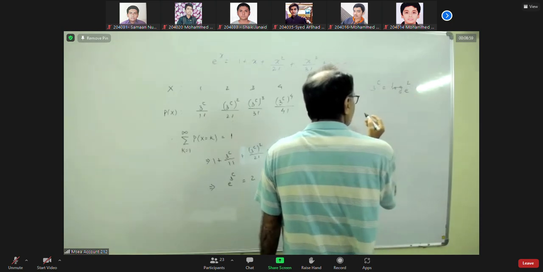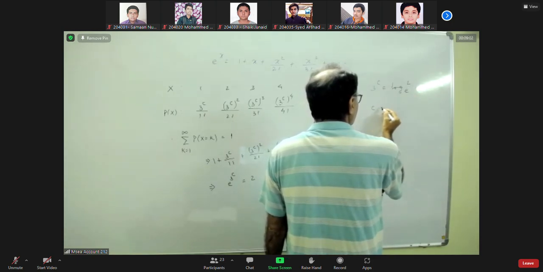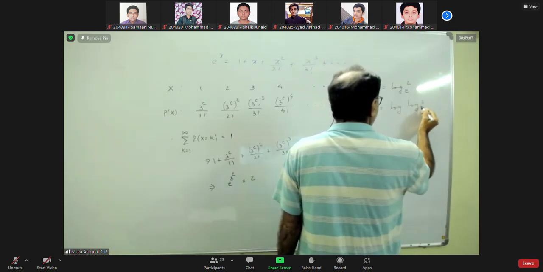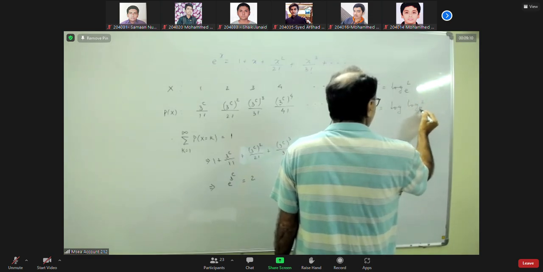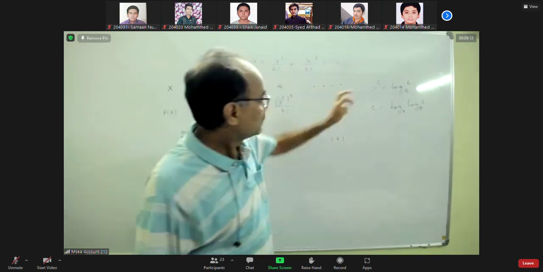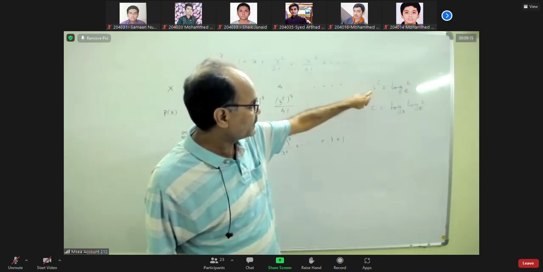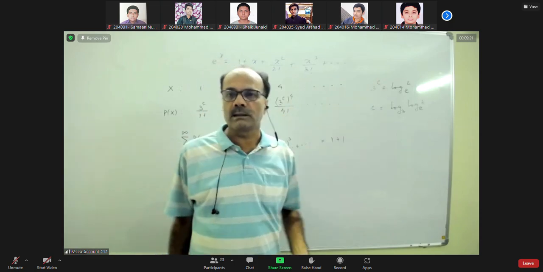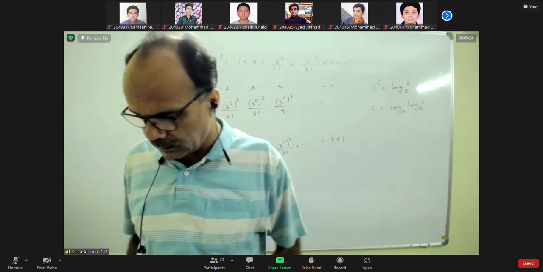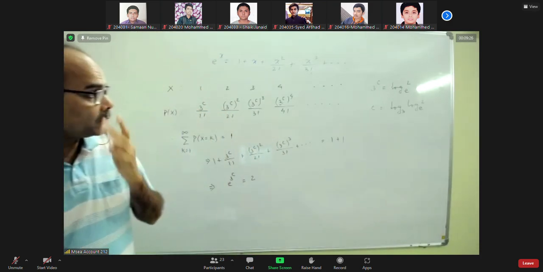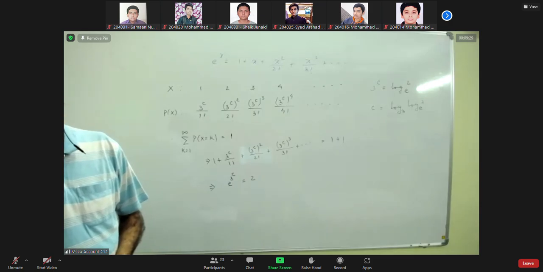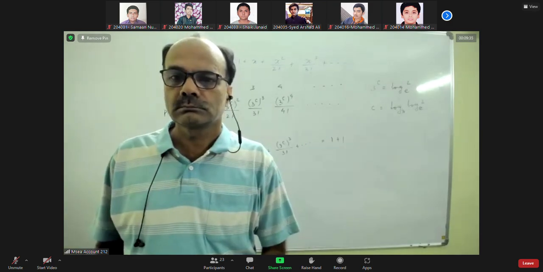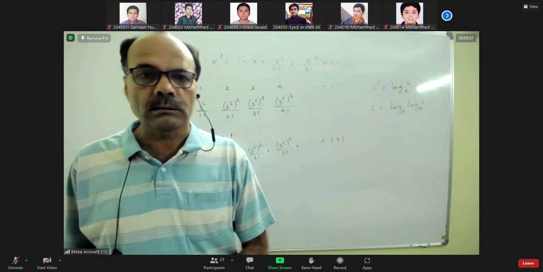Again taking log on both sides to the base 3. If I take log to the base 3, c comes outside, log 3 base 3. Log 3 base 3 is 1. So this is the value of c. Come to the second question.